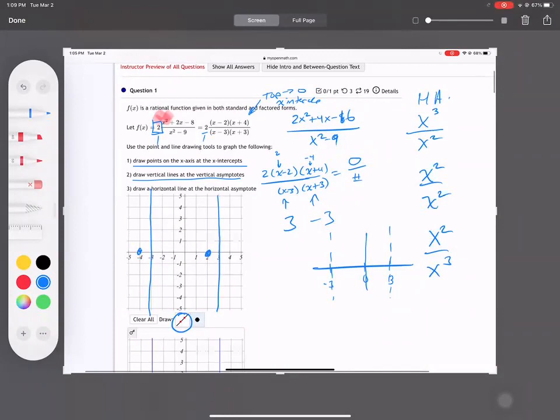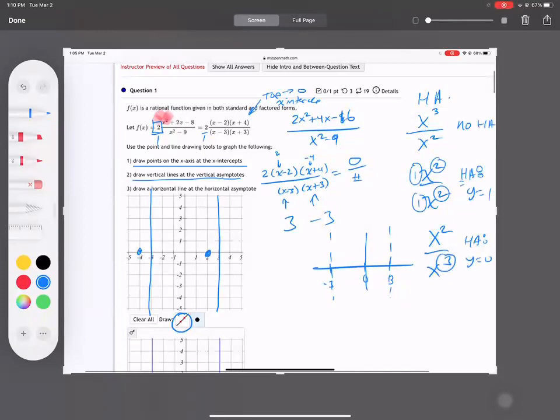So if the top is bigger, which was rule number 3, I went in the reverse order, there is no horizontal asymptote. If the exponents are the same, we said we just copy the front numbers, which here is 1 and 1. The horizontal asymptote is y equals 1, because it's 1 divided by 1. It can't be that simple. It really is. And what if the bottom is bigger? The horizontal asymptote is y equals 0.